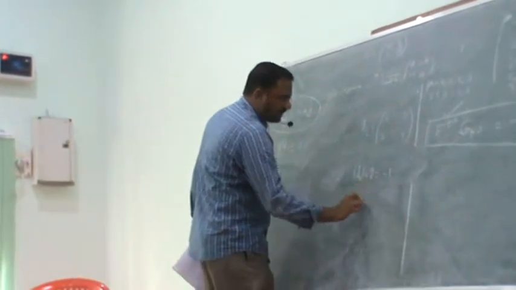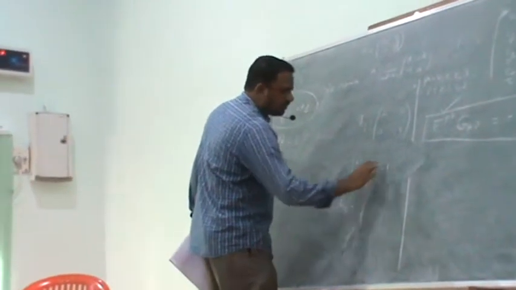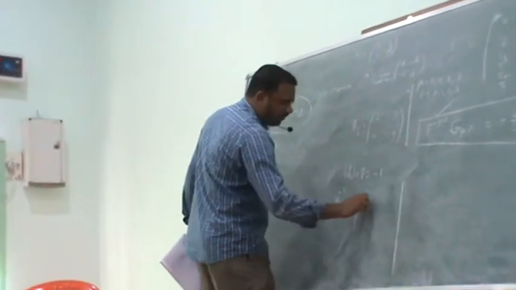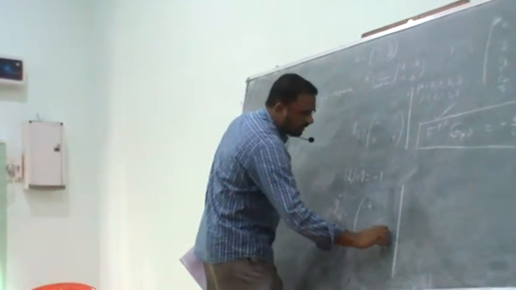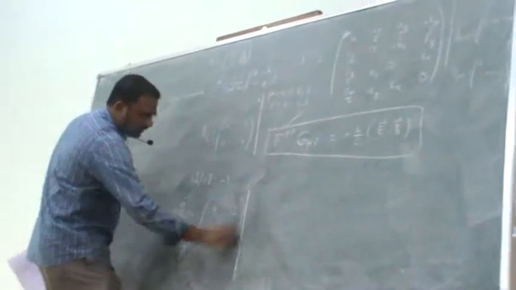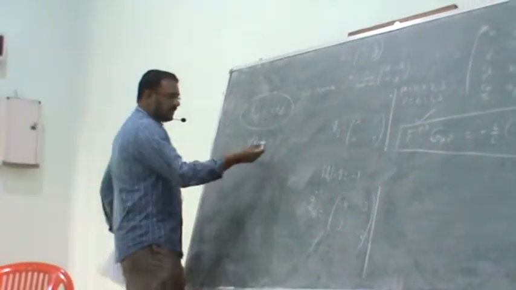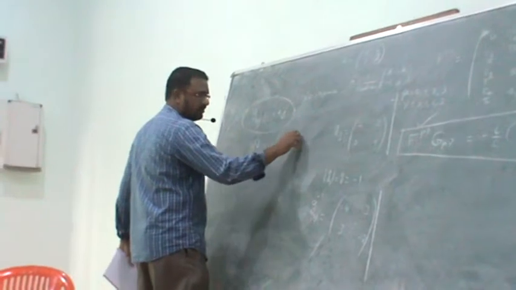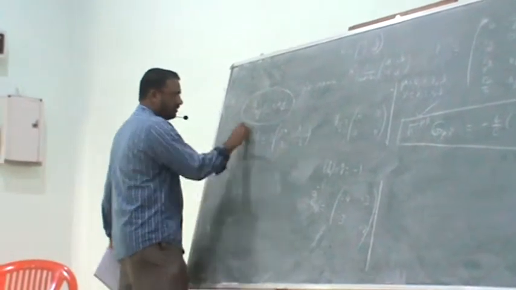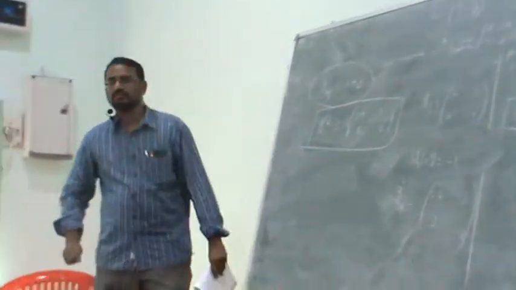So what is the answer? This is minus of the matrix minus 4, minus 2... 3, 3. So that's it. This is the answer. So minus 7, I have to multiply it.